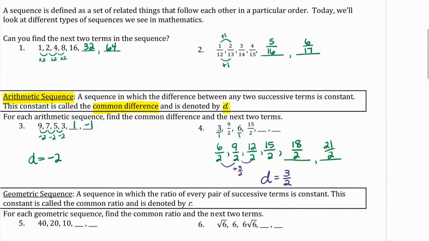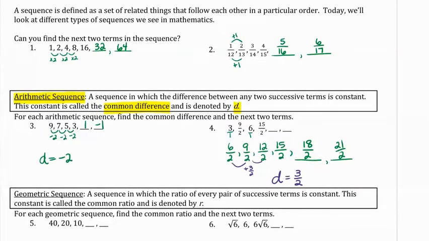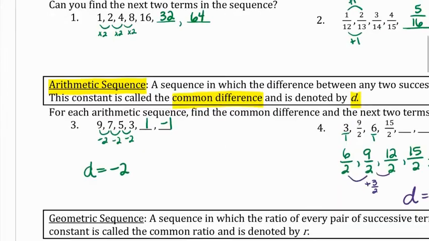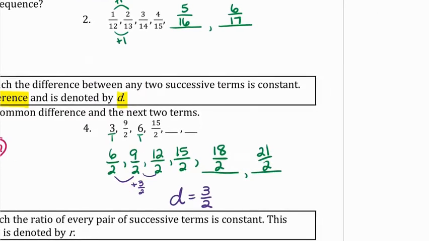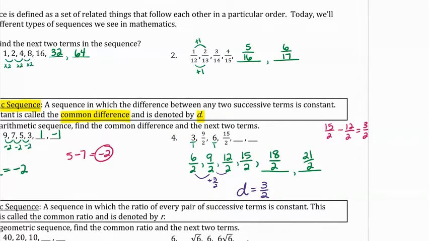Just an FYI, another easy way to find that common difference, if you can't just kind of look at it and figure it out, you can always do it backwards. So like on number 3, I can take the term 5 and the term 7, and I can subtract those. So if I do 5 minus 7, that gives me that common difference of -2. And same thing on this one, if I go backwards, if I look at 15 halves minus 12 halves, that gives us that 3 halves. So you can always subtract a later term minus the earlier term, and you can find out the common difference that way. So that's another way to look at it.